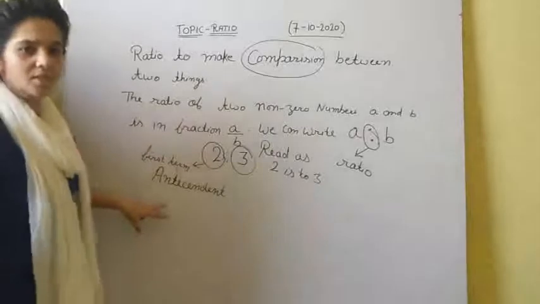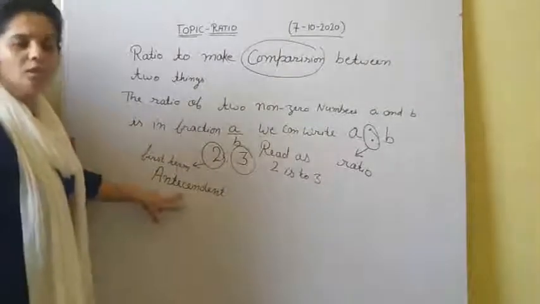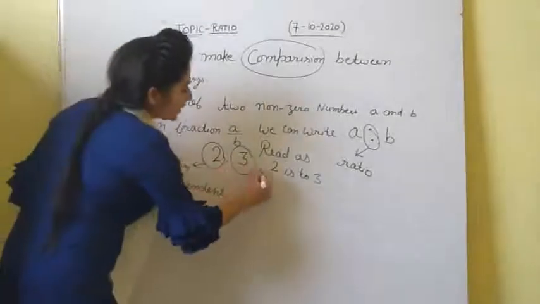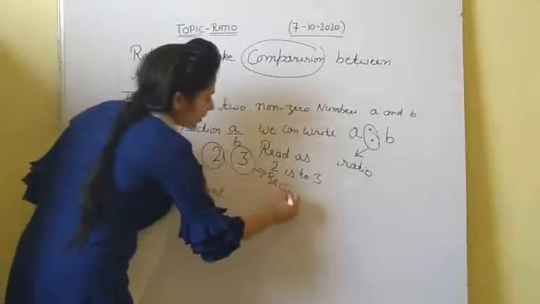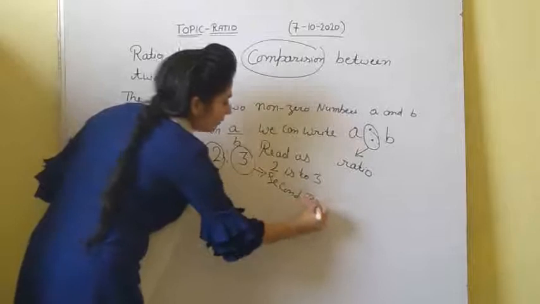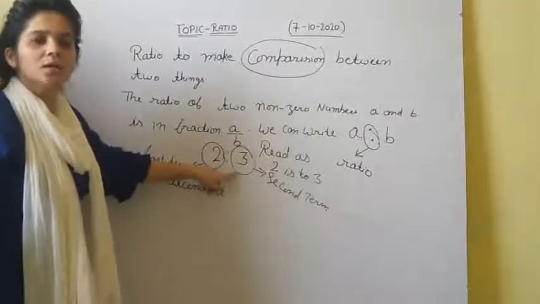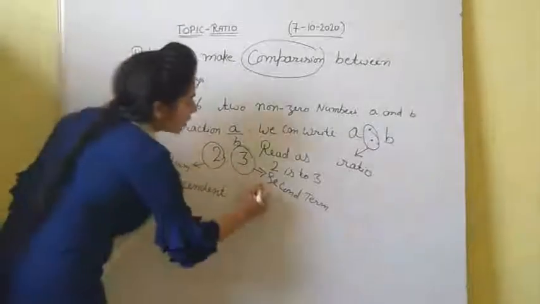The first term in the ratio is known as antecedent, and the second term in the ratio is known as consequent.